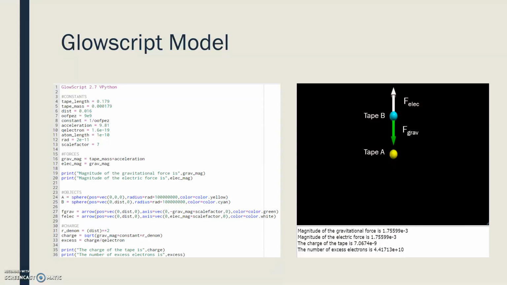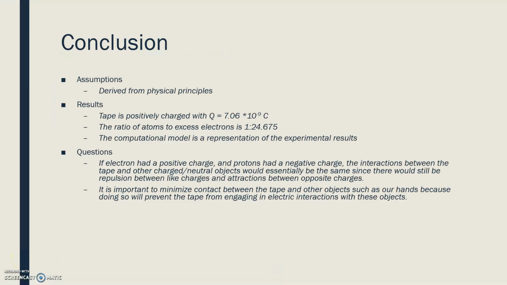To reiterate, in order to estimate the charge of electrons, it was necessary to make several assumptions derived from the physical principles previously mentioned. In performing this experiment, I made the assumption that air resistance is negligible, the tapes are point charges, and the net charge is equal for both tapes.